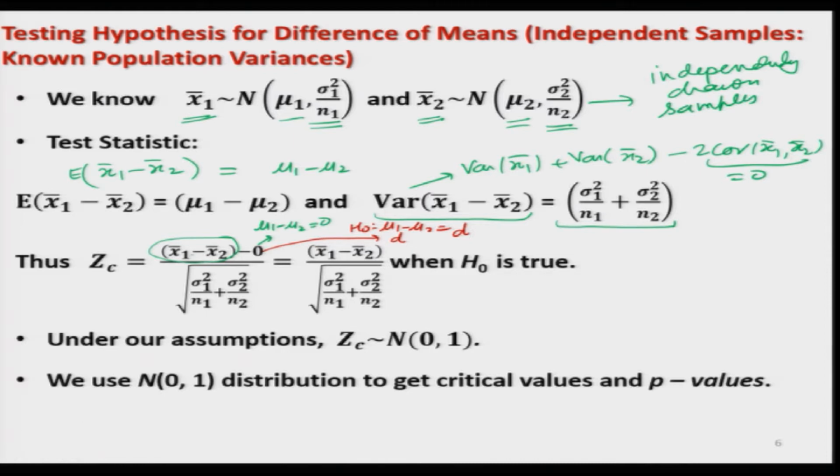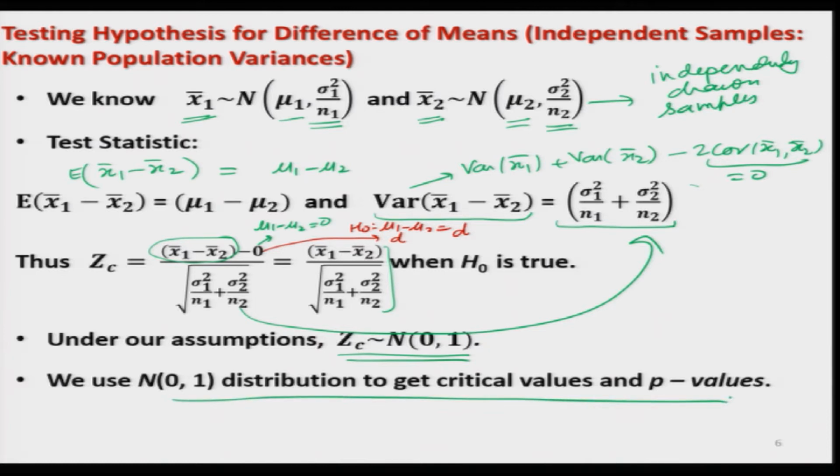So this will become x1 bar minus x2 bar minus 0 divided by the standard deviation, which is the positive square root of the variance which you have obtained here. Now this is the statistic under H naught, that means when H naught is true. And we know from our statistical theory that this quantity is going to follow a normal distribution with mean 0 and variance 1. So we use the normal 0,1 distribution to get the critical values and p values.